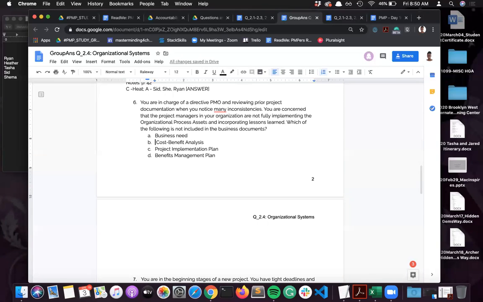You're in charge of a directive PMO and reviewing prior project documentation when you notice many inconsistencies. You're concerned that the project managers in your organization are not fully implementing the OPAs and incorporating lessons learned. Which of the following is not included in the business documents? A, business need. B, cost benefit analysis. C, project implementation plan. D, benefits management plan. Okay, business documents.